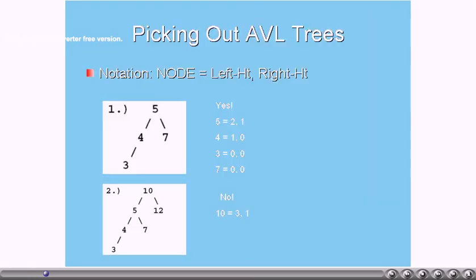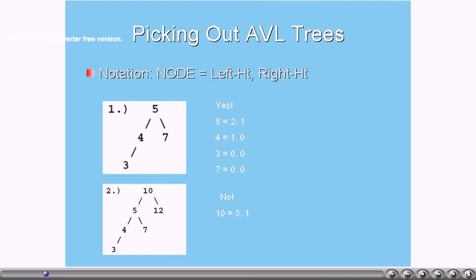For example, the following trees. The first figure, if you verify at each node, the left subtree minus right subtree height is not more than 1. Thus, it is a balanced tree. For example, at node 5, if we calculate left subtree height 2, right subtree height 1, 2 minus 1 is 1. So, if we calculate at 4, 7, 3, we may find that the left subtree minus right subtree values are not more than 1. Thus, the tree is a balanced tree, rather an AVL tree.